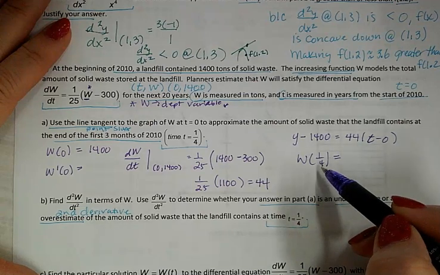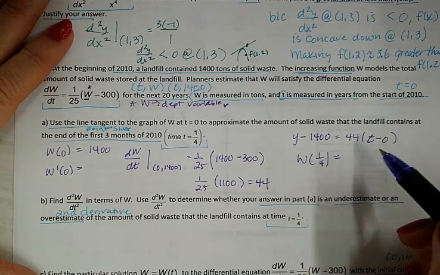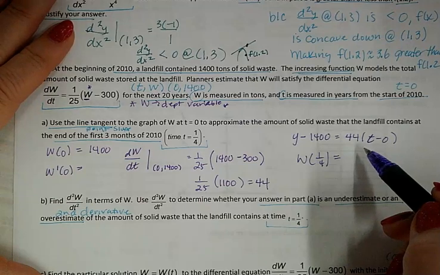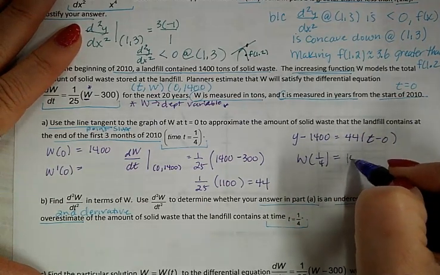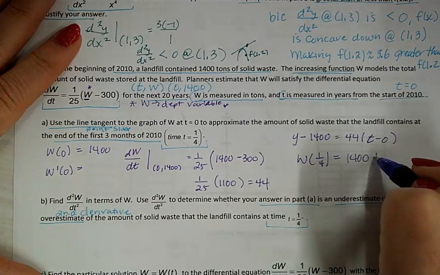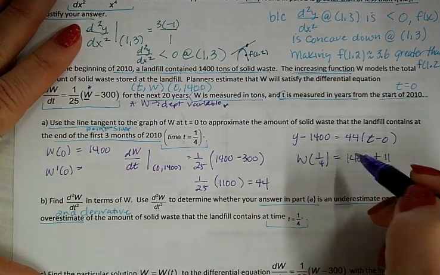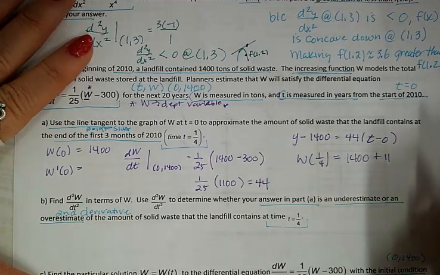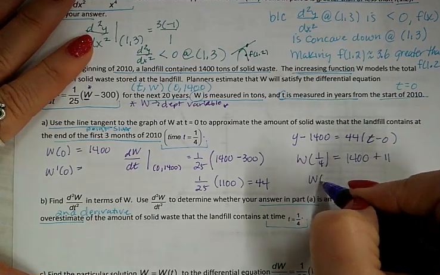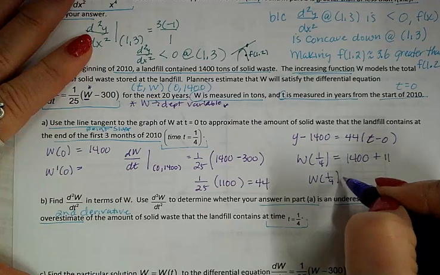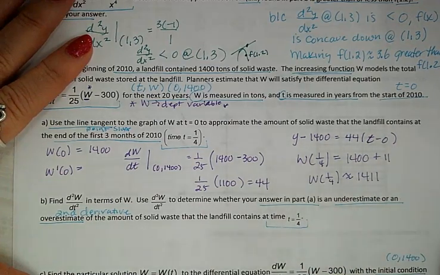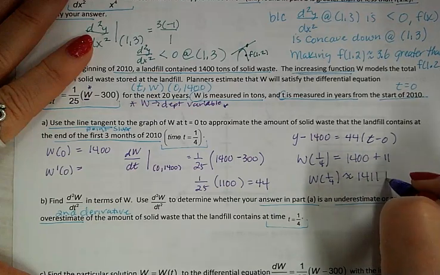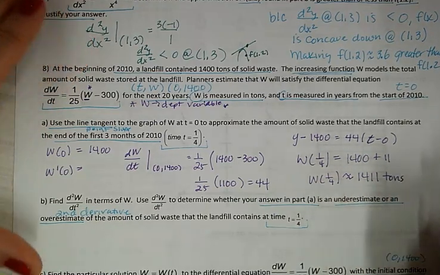And what did we say our t was? It's a fourth. So what is a fourth of 44? That's just going to be 11. So then if I move the negative over here, I have 1400, and then I'm going to add 11 to that. So W of 1/4 is approximately 1,411 tons. So that is a lot.